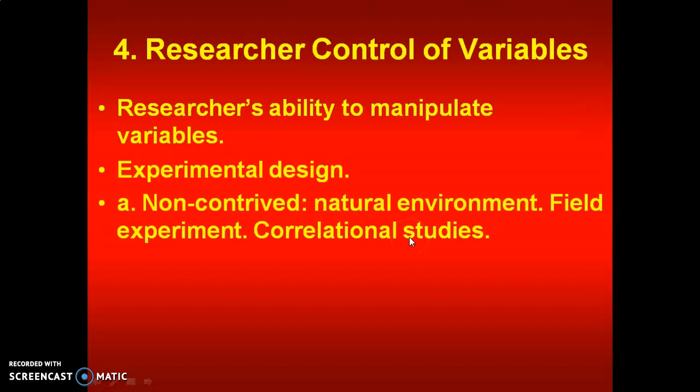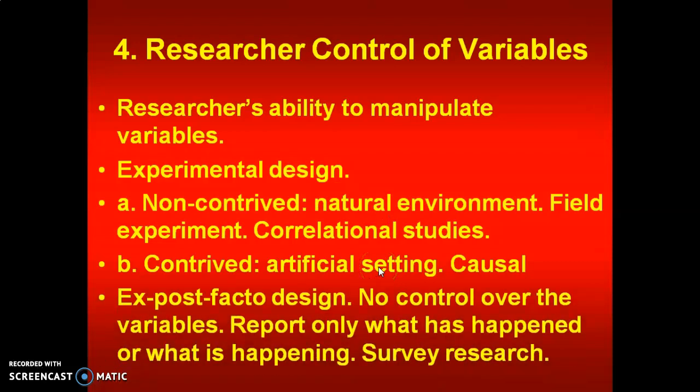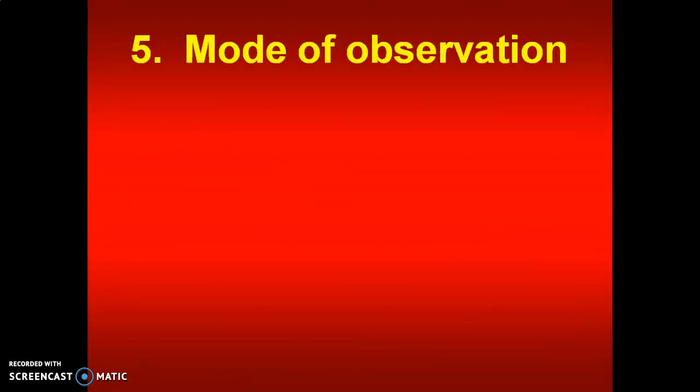Now, variables can be from any kind of thing. They could be from a natural environment, could be from a field experiment. Now, it is up to you. You have to determine what sort of variables you have to take. It could be an artificial setting, or it could be a causal kind of thing. I mean, here you can artificially manipulate the variables. Ex post facto design has no control over the variables. Report only what has happened, or what is happening.